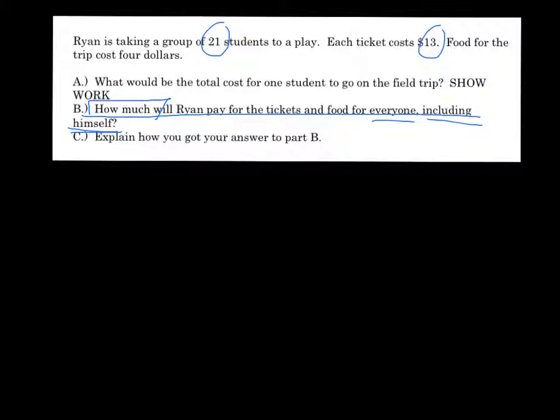Now let's look at B. How much will Ryan pay for the tickets and food for everyone, including himself? From A, we figured out that food and the trip would cost $17. Now we said before that there were 22 people, including Ryan. So let's set up an equation with a variable. You would have 17 times 22 equals, let's just say X.